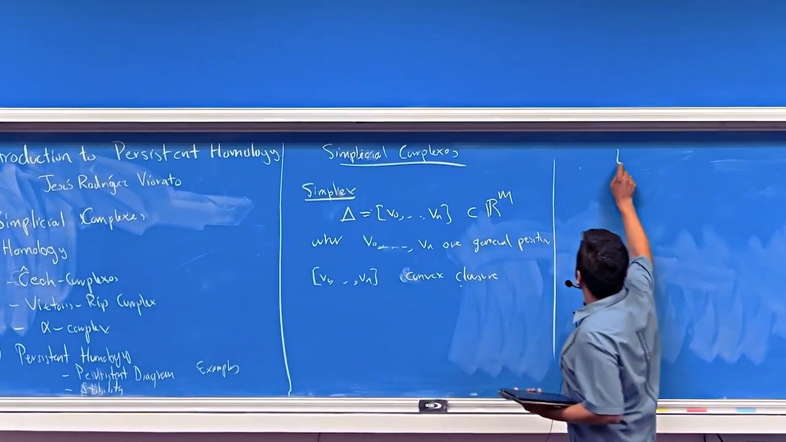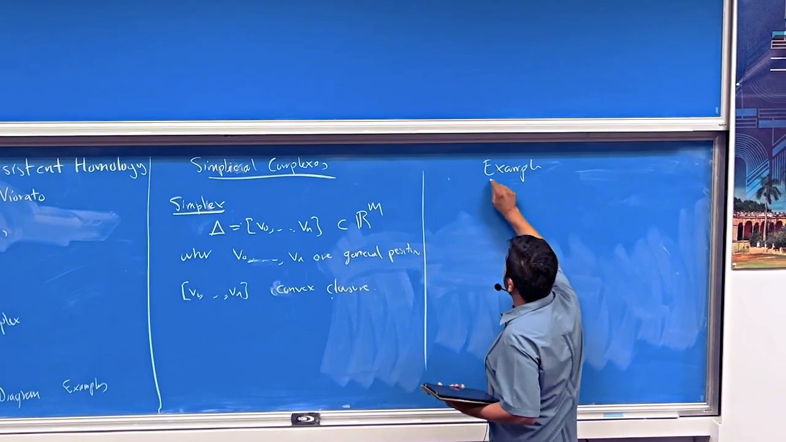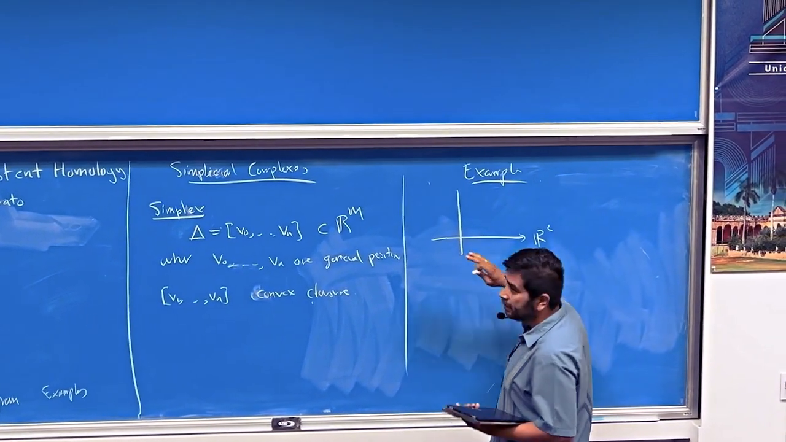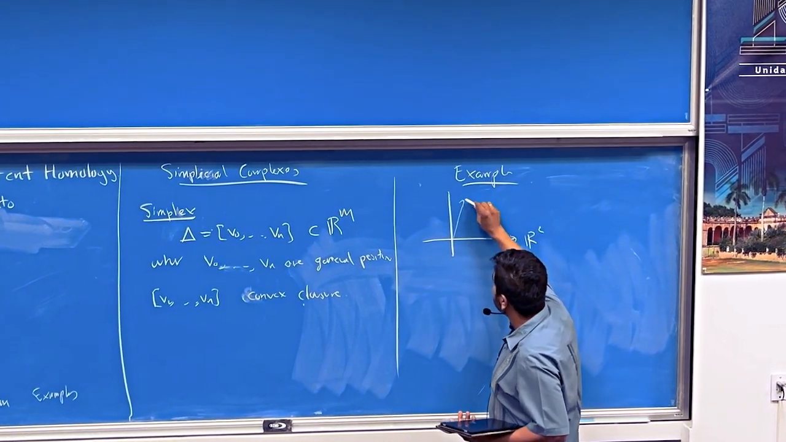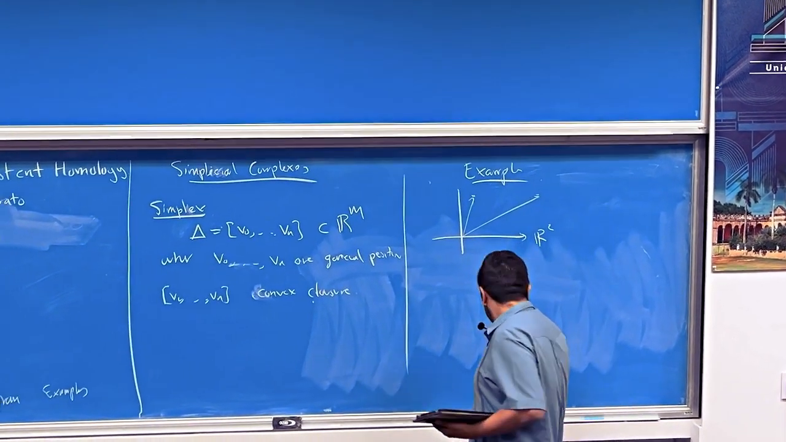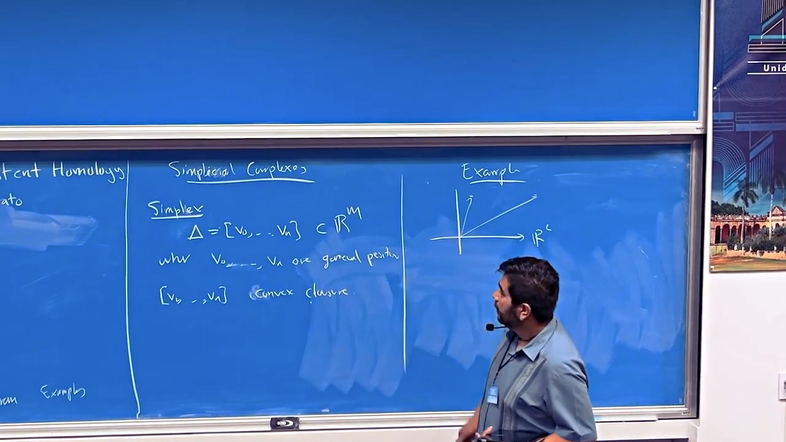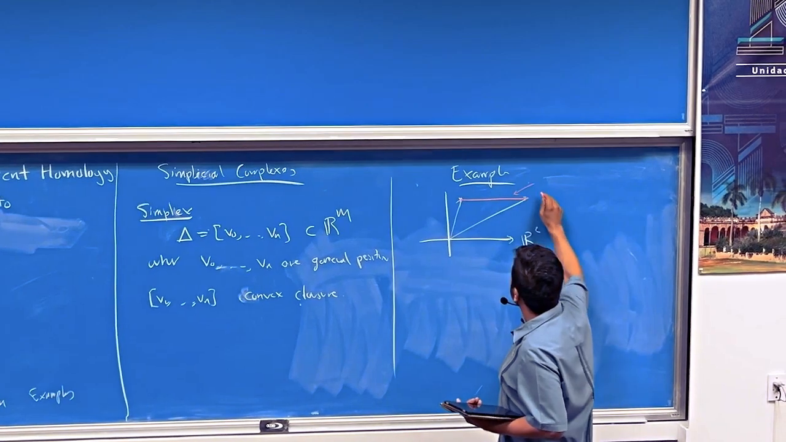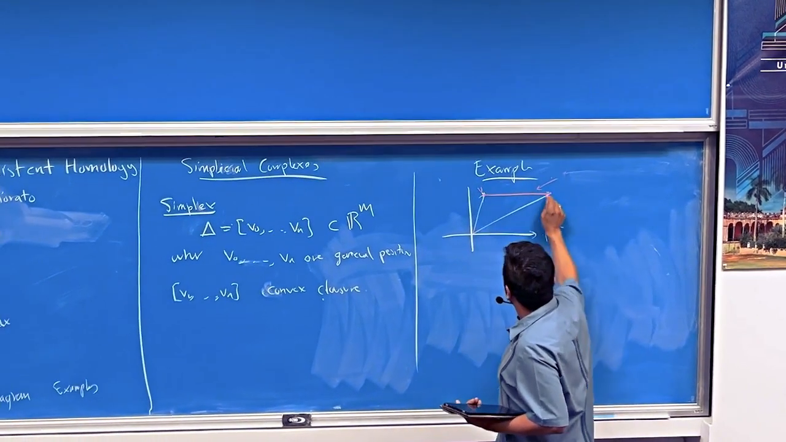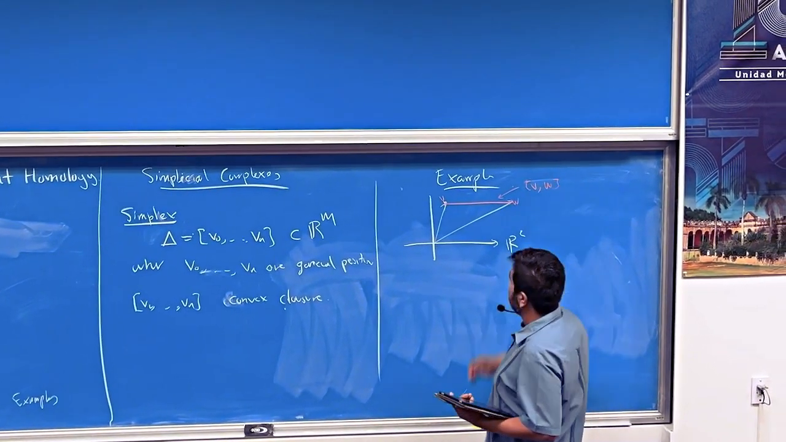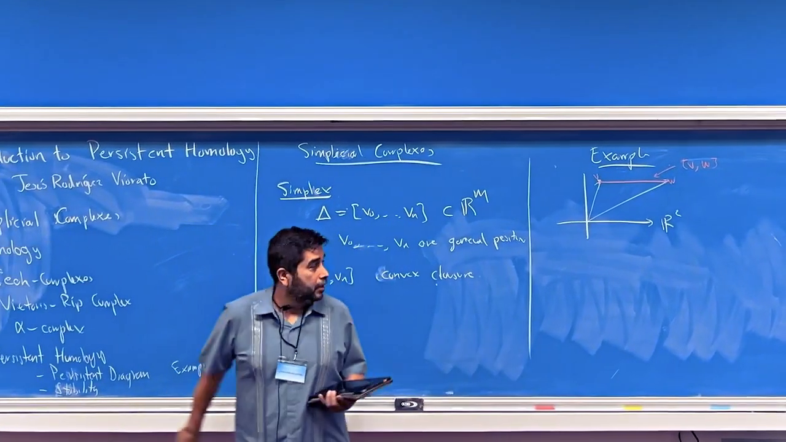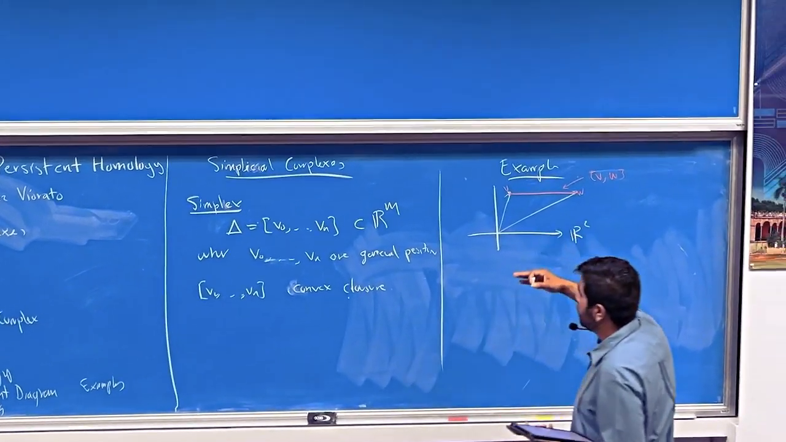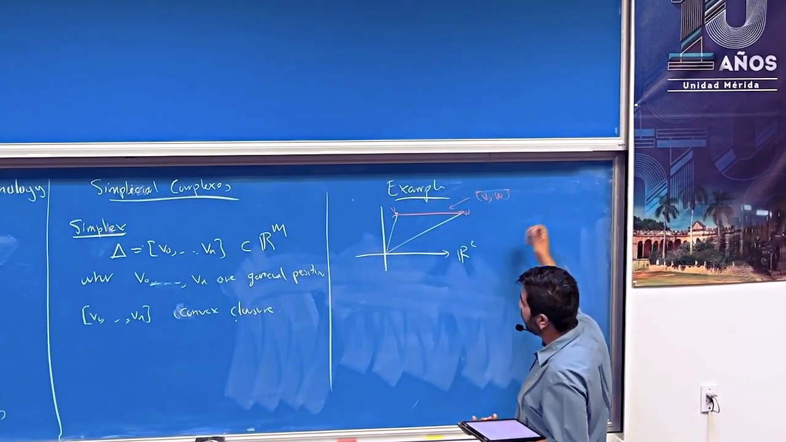Some simple examples: for example, in R2, you can take any two non-parallel vectors, for example this vector and this other vector, and then the convex closure will mean the connection between these two points. This is VW. This is going to be VW, right? This is what we mean. And as you can see, these things are always segments.